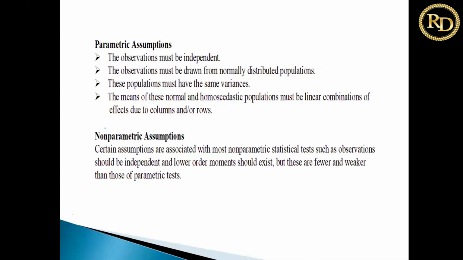It should be continuous as well. And lower order moments should exist, but these are fewer and weaker in comparison to the parametric tests. So here we have very weak, very few assumptions to perform most of the non-parametric tests. The variable under consideration should be continuous, the observations should be independent, and lower order moments should exist.